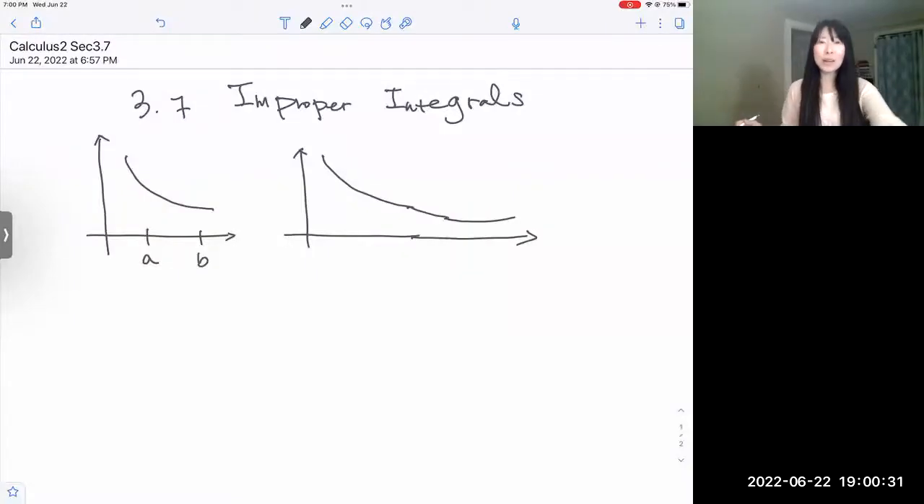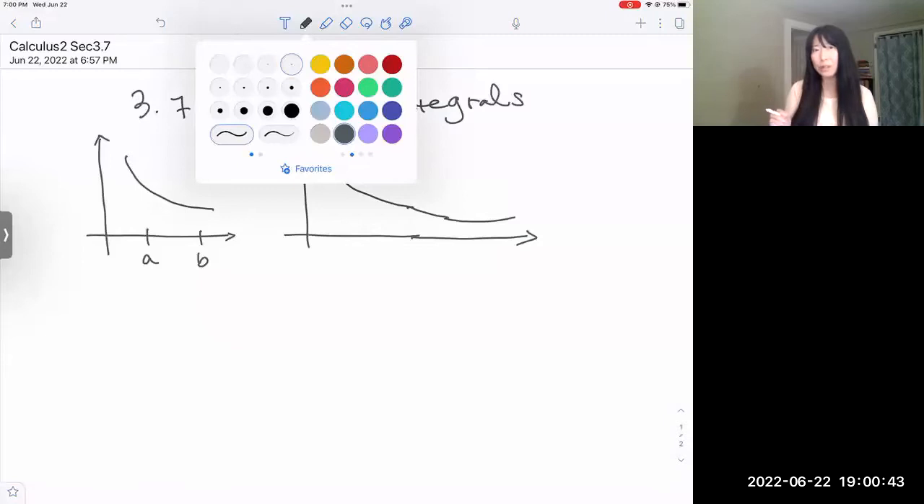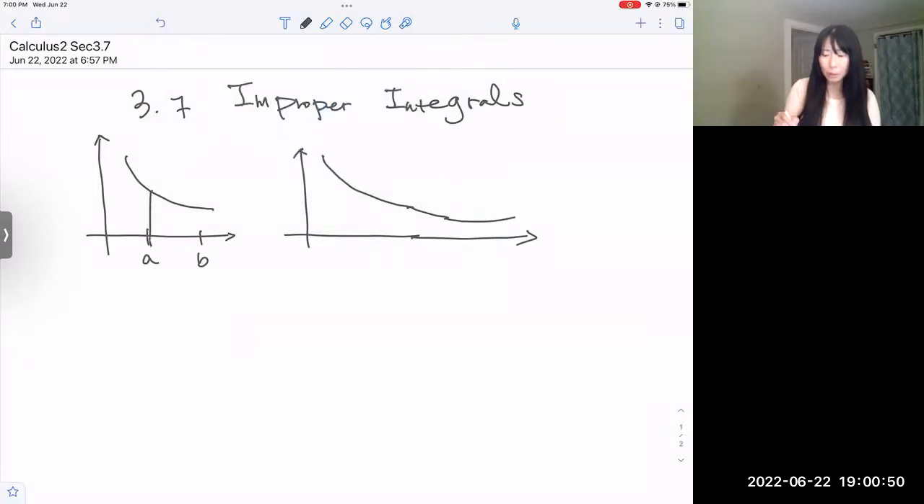Okay, 3.7 improper integrals. So normally, what is integration? We want to find the area under the curve, right? For example, we have a definite integral, from a lower bound A to an upper bound B. So we want to know the area under the curve between A and B. Then we did integration, right?